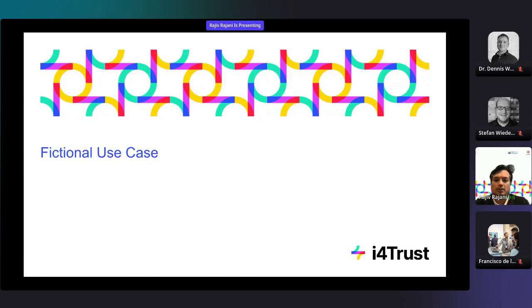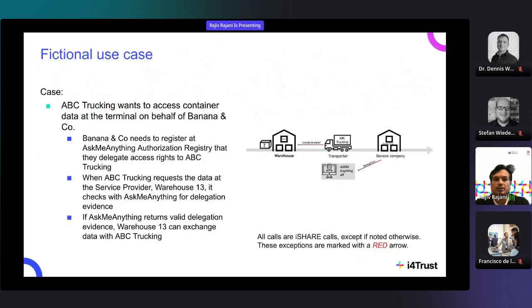Of course, remember the concepts that I just explained to you, and these are what we use in order to achieve the desired results. So with this fictional use case, let me introduce the case itself. On the screen, you can see that there is a warehouse, there is a transporter, and there is a company which is actually hiring the transport company to pick up its container from the warehouse. Right, so it's a banana company and it has its parcel or container coming in at the warehouse, and it wants the ABC trucking company to pick it up on its behalf.